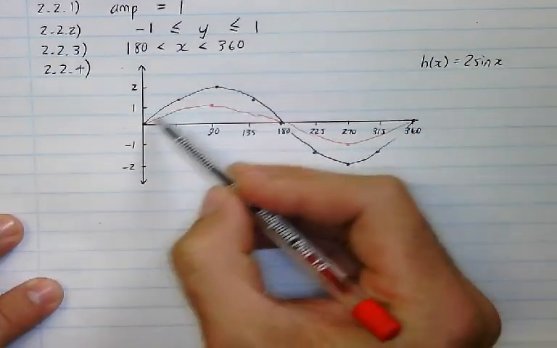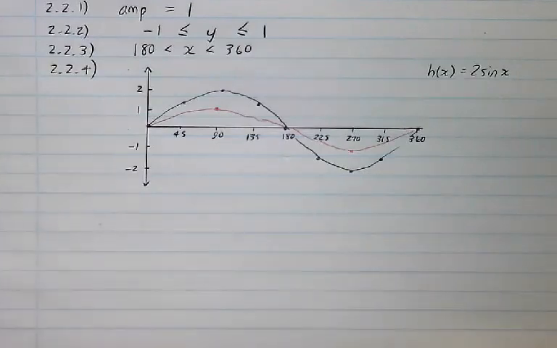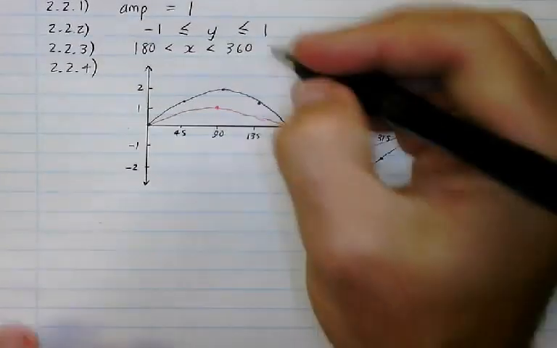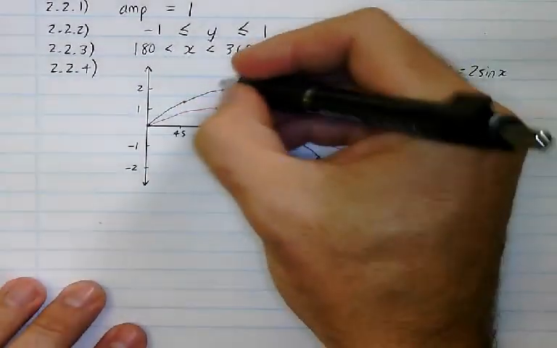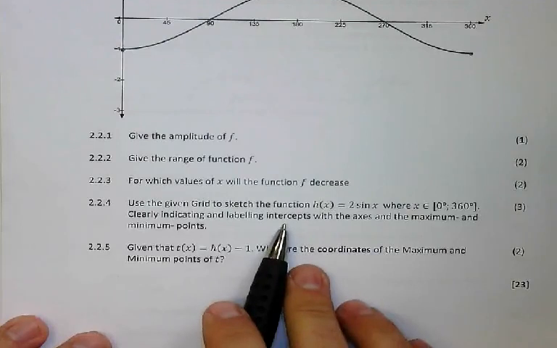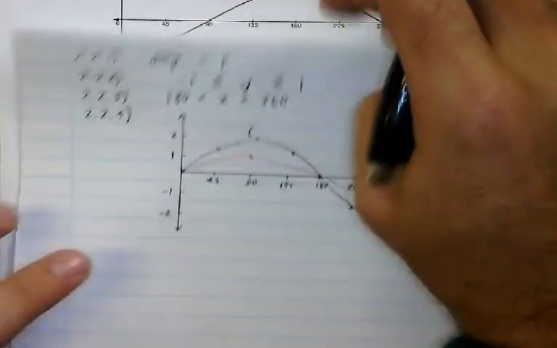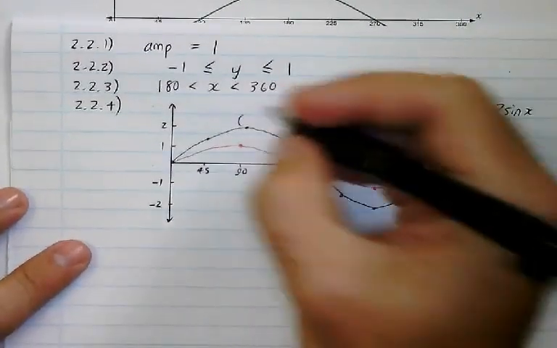Okay, so we've labeled some nice intercepts here. The question did say plot also and show the turning points and the intercepts with the axes. So the turning points as coordinates would have been (90; 2) and (270; -2). Happy?